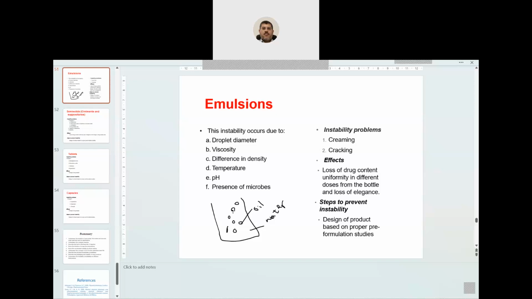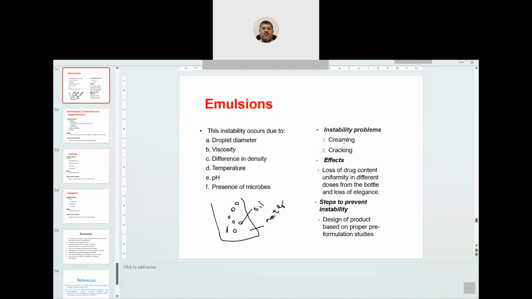One of the factors that can stabilize them is increasing the viscosity of the aqueous phase. This will slow down the movement of droplets or oil globules, and then stabilize them. The higher the difference in density between water and oil, the less stable. Increasing temperature will destabilize, increasing pH will destabilize. Microbial growth also may destabilize the emulsion. Since you have aqueous medium outside, it is suitable for growth of microbes.